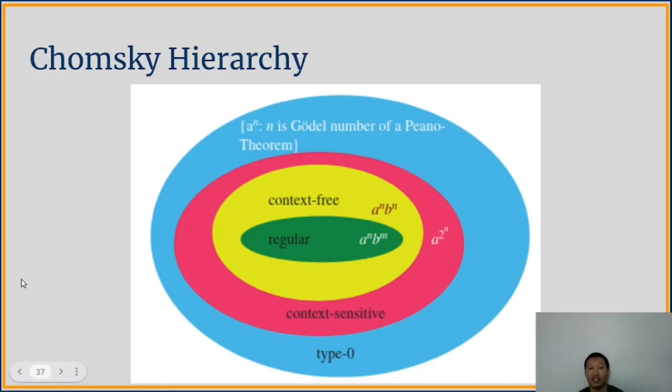And so you might ask, why don't we start from considering the most general case, the type 0 languages? We know for sure that English is a type 0 language, so why don't we just start from there instead of starting from the regular and the context-free languages? And the answer to that is that if we start with the type 0 languages, it doesn't give us much information about the structure of English as a whole.